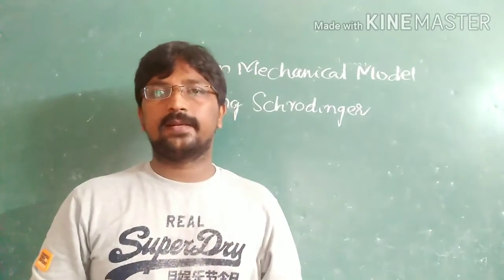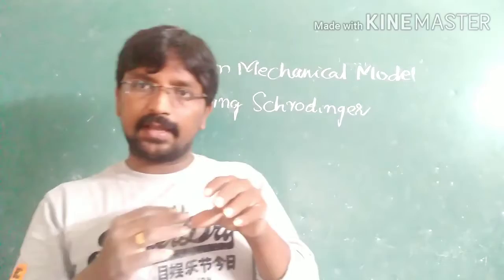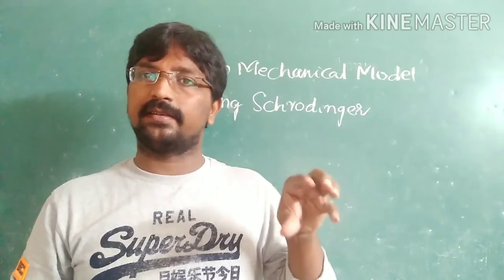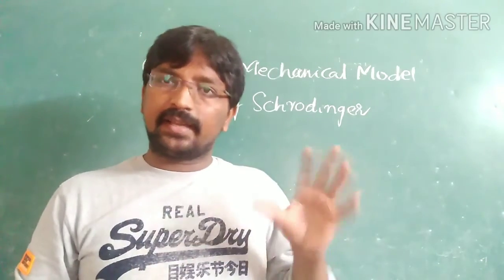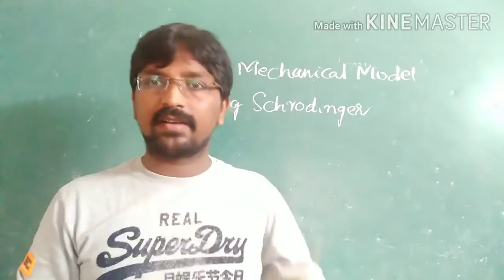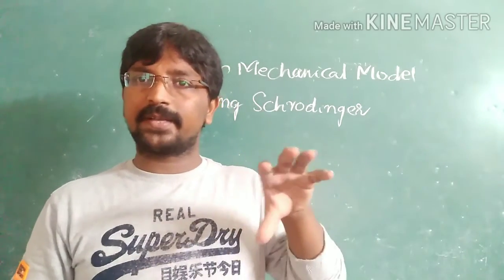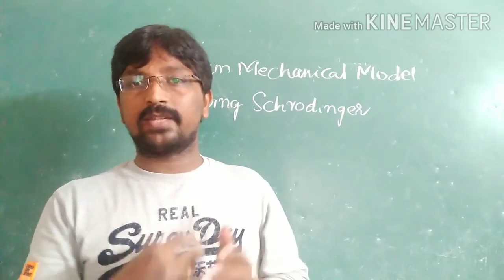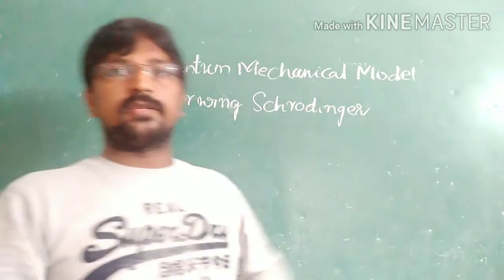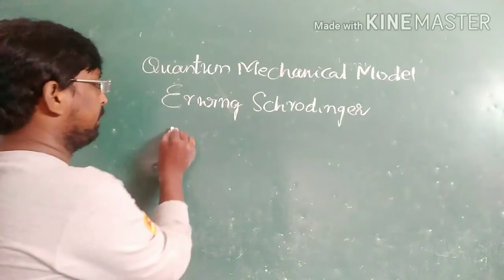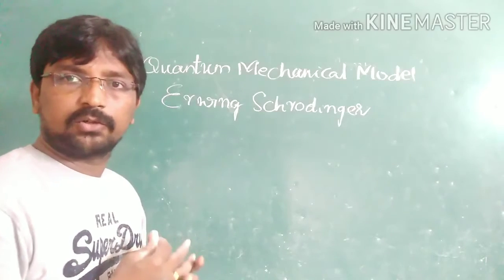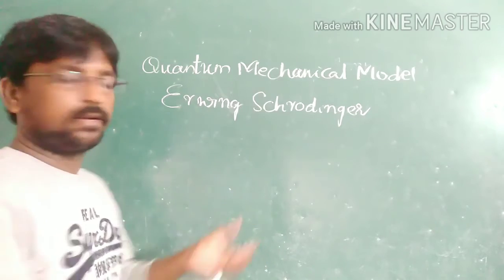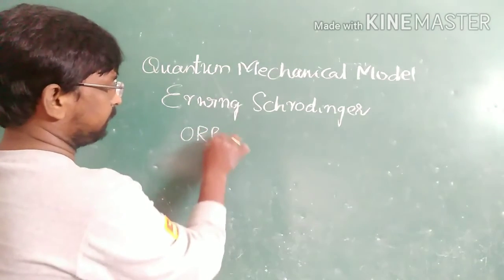Schrödinger explained that electrons are present around the nucleus in a particular region. They are not present in definite orbits and they are not revolving around the nucleus. They are present in definite regions in the space around the nucleus. That particular region where the probability of finding the electron around the nucleus is maximum is said to be an orbital.